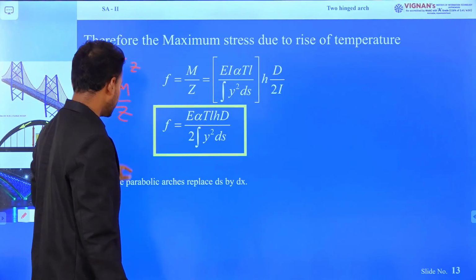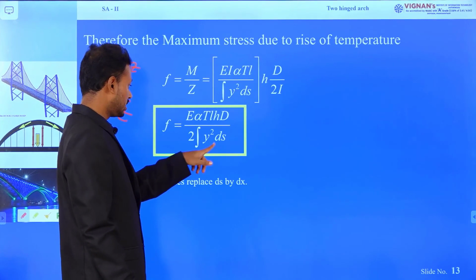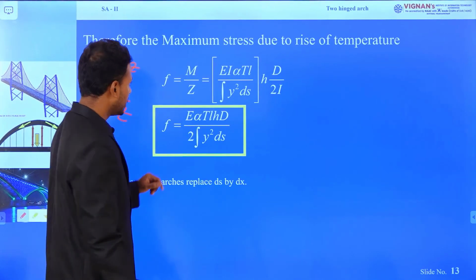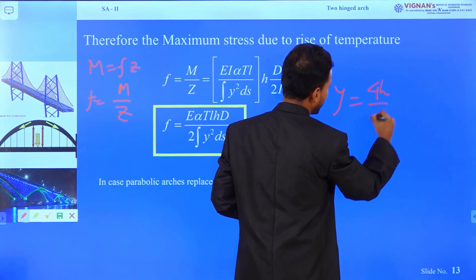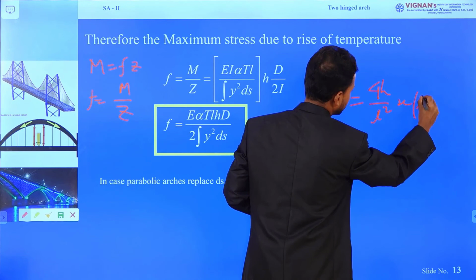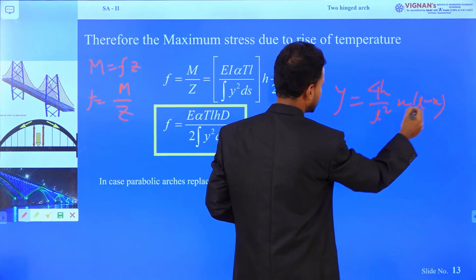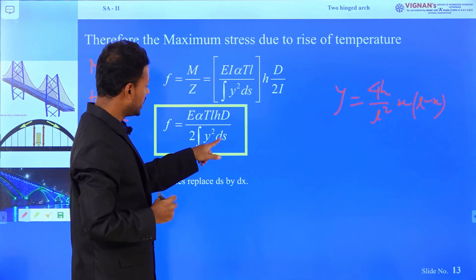Now, this is for circular arch. You just replace the ds as dx for parabolic arch, because in the parabolic arch expression we have 4h by L square x into L minus x. So, we have to integrate this function with respect to dx. Therefore, we have to replace ds with dx.